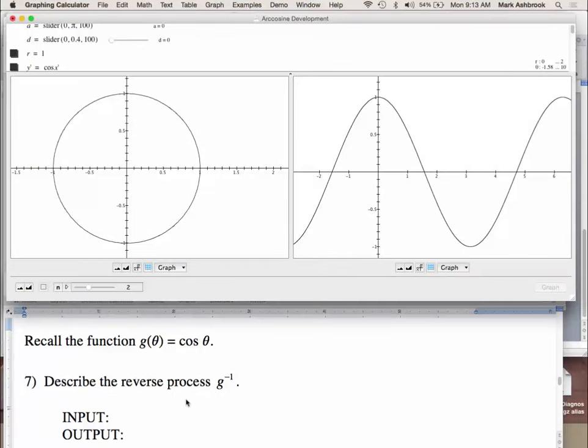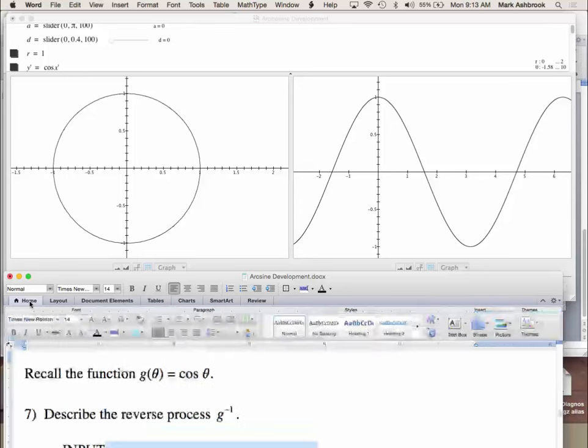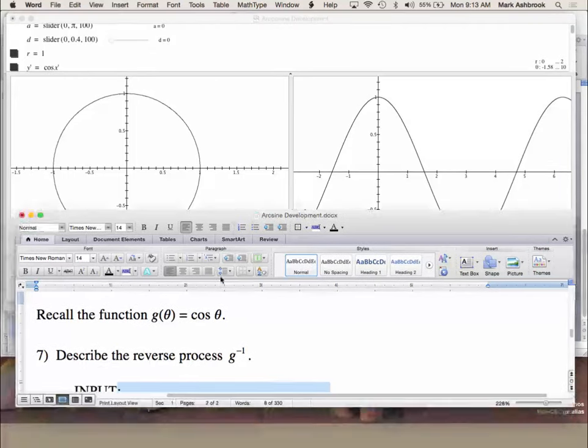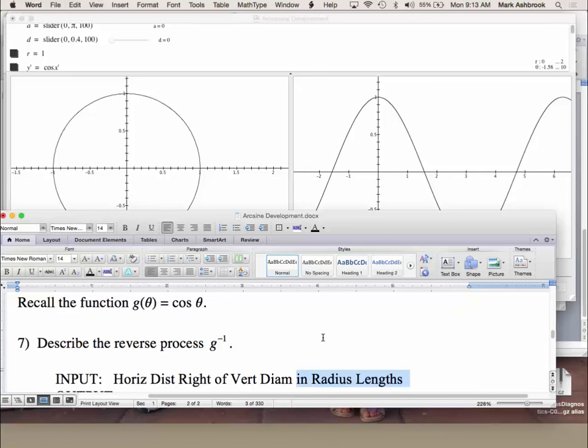Okay, what's the input going to be? For arc cosine. What's the horizontal distance right of the vertical diameter? Agree? In what? Fraction of radius. Or in radius.